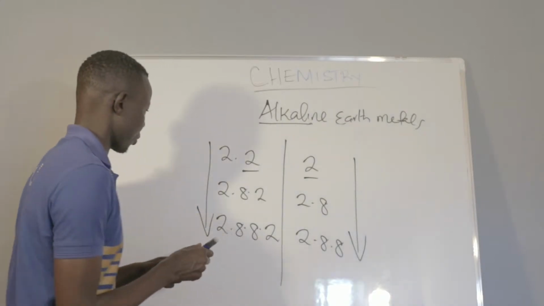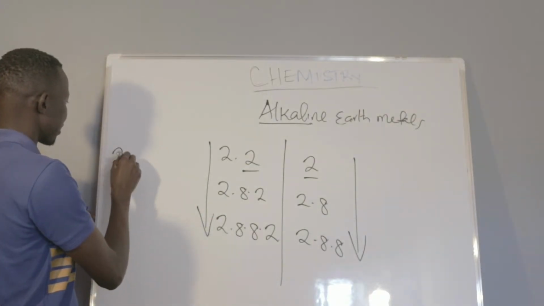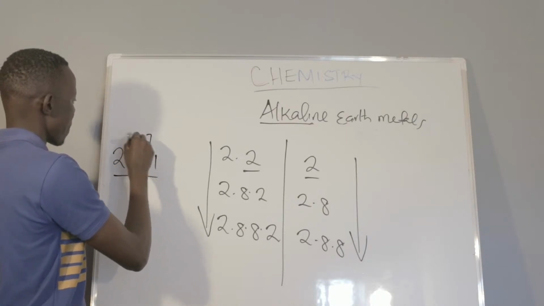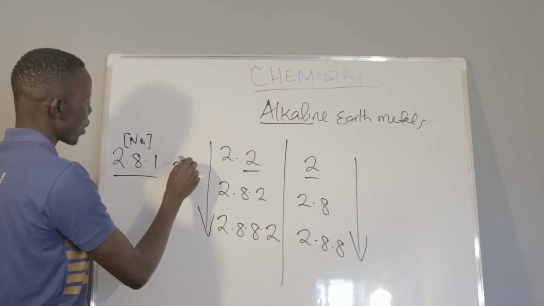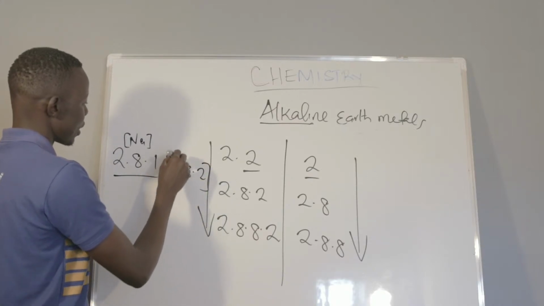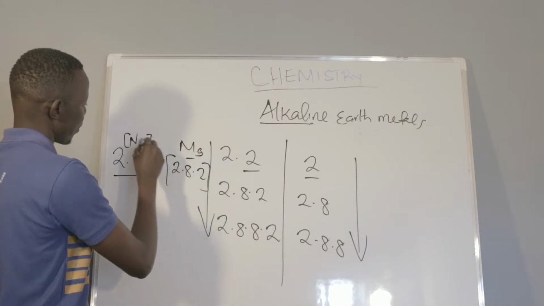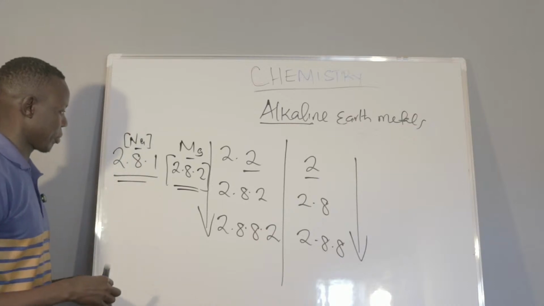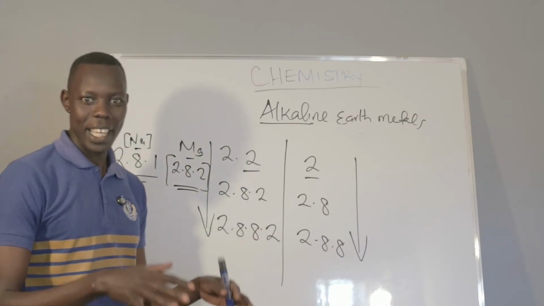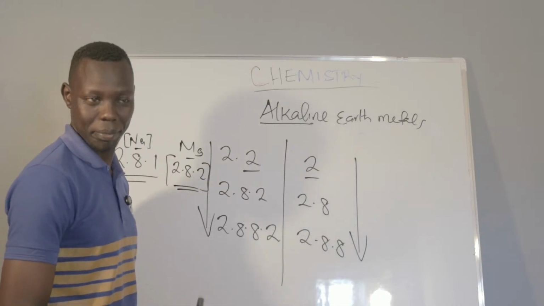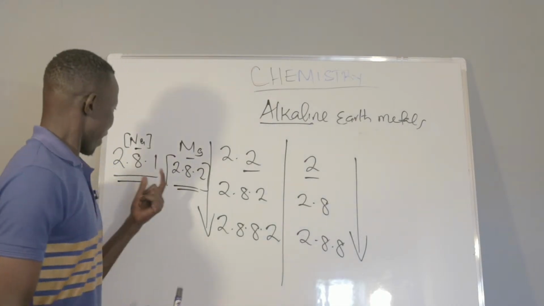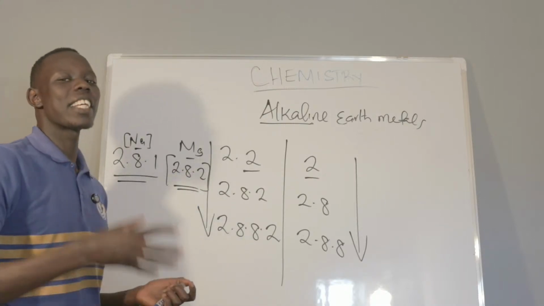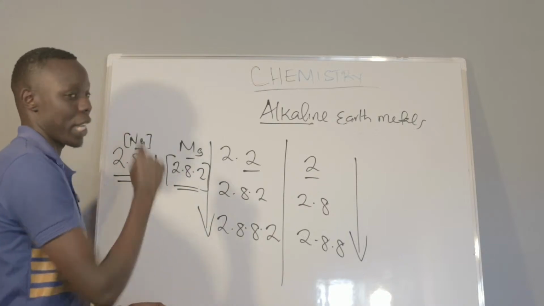For example, which element is this? This is sodium. Which element is this? 282. This is magnesium. All of them have 3 energy levels. Yes, all of them have 3 energy levels. But magnesium has a higher melting point. Magnesium has a smaller size than sodium.